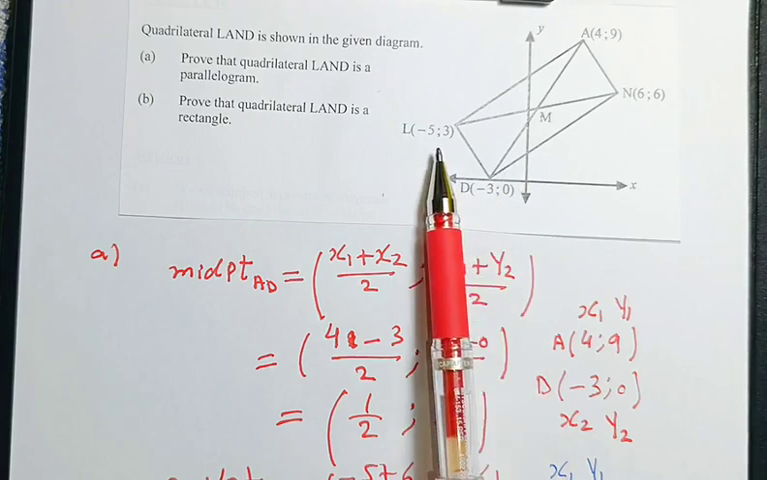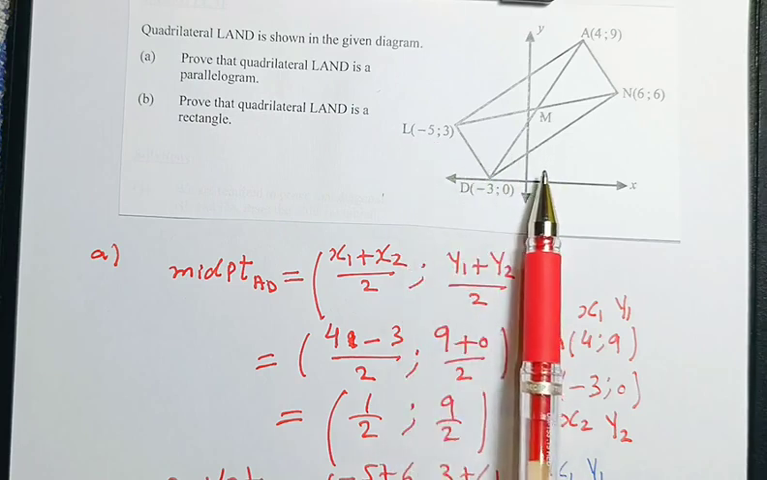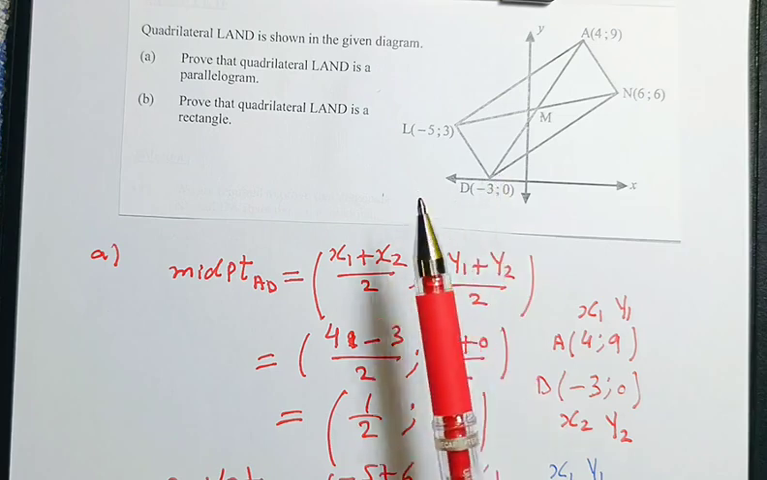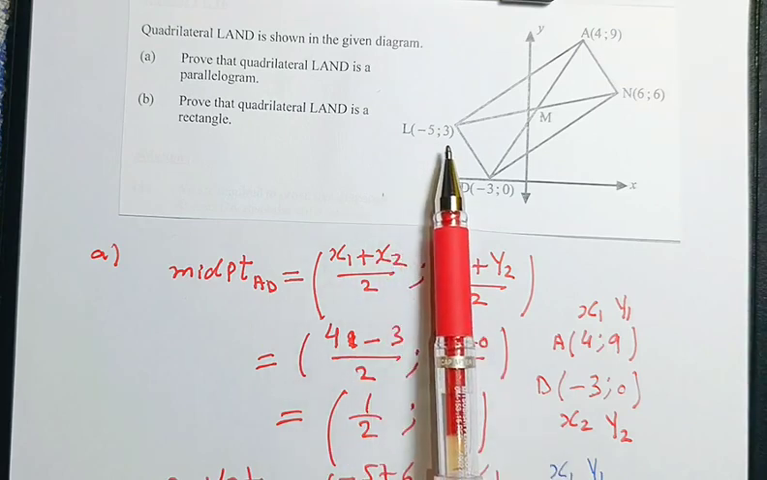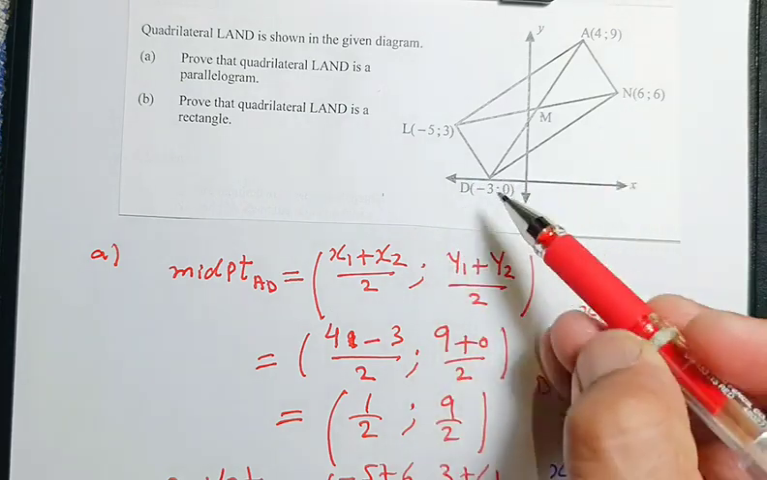So I'm going to take both these adjacent sides, take the gradients and multiply, and if the product equals negative 1, then angle D is equal to 90 degrees. That way we can prove this is a rectangle. Have a look here: these two adjacent sides, LD and DN. This angle is going to be 90 degrees.